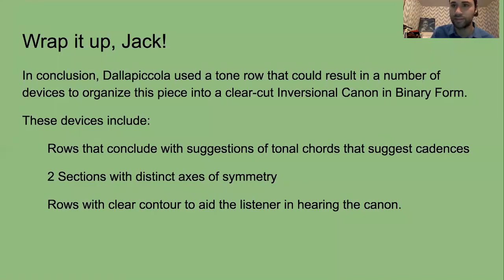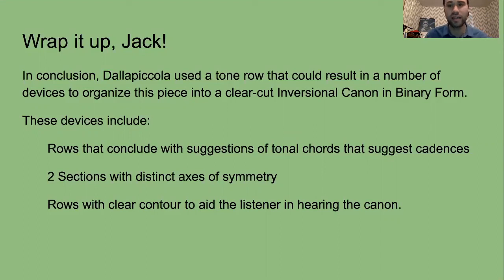So to wrap it up, in conclusion, Dallapiccola used a tone row that could result in a number of devices to organize this piece into a clear-cut inversional canon in binary form. These devices include rows that conclude with suggestions of tonal chords, that final tetrachord, that he then uses to suggest cadences, that supports the binary form theory, and just like the 2 sections with 2 distinct axes of symmetry.